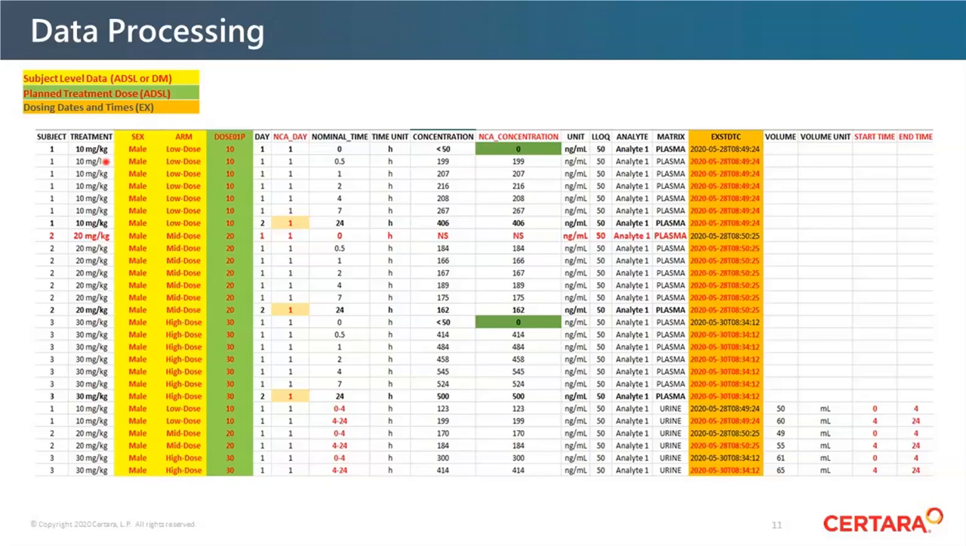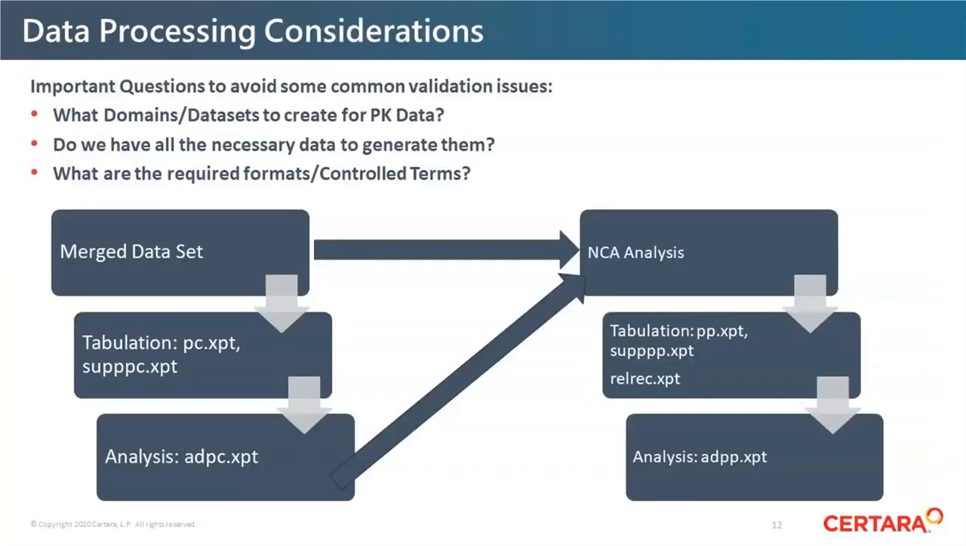So it's very important. We can also add the planned treatment dose from the ADSL. This is very important information for analysis. And we bring in sex and arm from ADSL or DM. These are just examples, but we can bring in all the necessary information from different domains. So once we make sure that we have all the data, we have the following considerations, and it's very important to ask these questions.